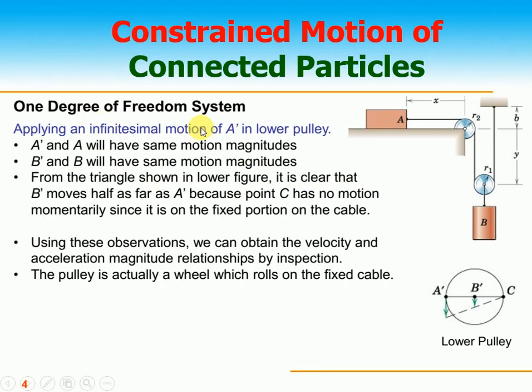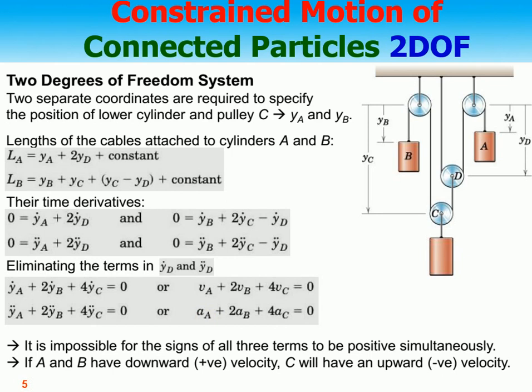Okay, 1 degree of freedom systems, applying the same approach in this example. You just take the length, and once you take the derivative, the constants are 0. So I can also simply take x plus 2y plus constants is equal to L, and I can already say that x dot plus 2y dot is equal to 0, and from here I can find the velocities and accelerations. Next, we move to the 2 degree of freedom.